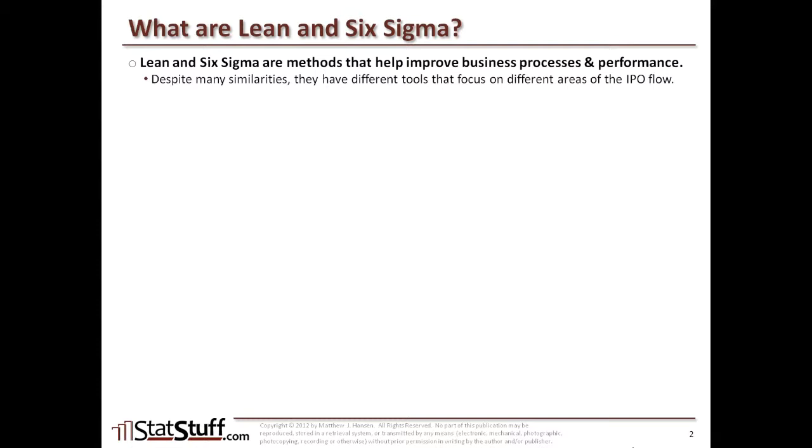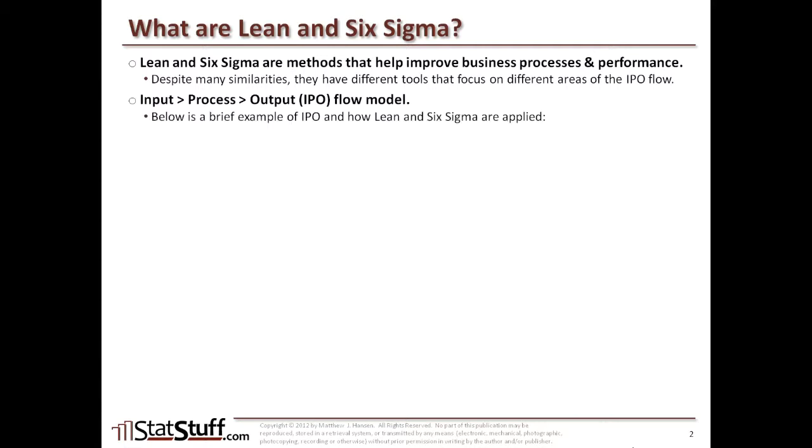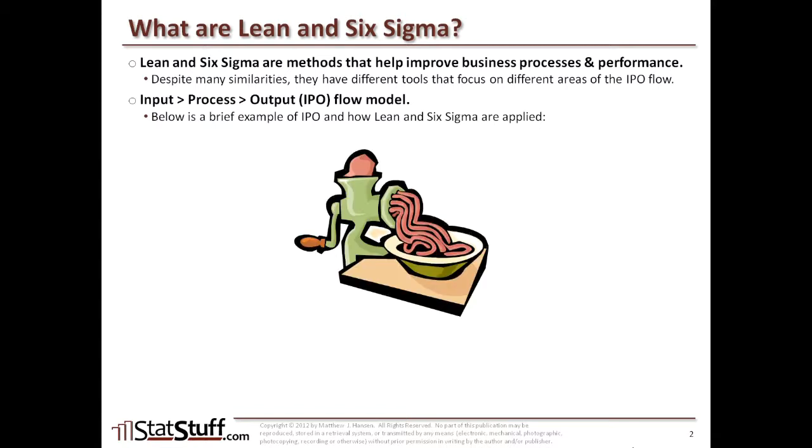So what do I mean by the IPO flow model? I'm referring to the input, process, output flow model. Let me give you an illustration of what that is and how Lean and Six Sigma can be applied to that. We'll use the example of a meat grinder. For a meat grinder, you have some sort of input, the meat, that goes into the grinder itself. Then you turn the crank, which is like applying a process to those inputs. And by applying that process, it creates some different or unique output coming out of the process.